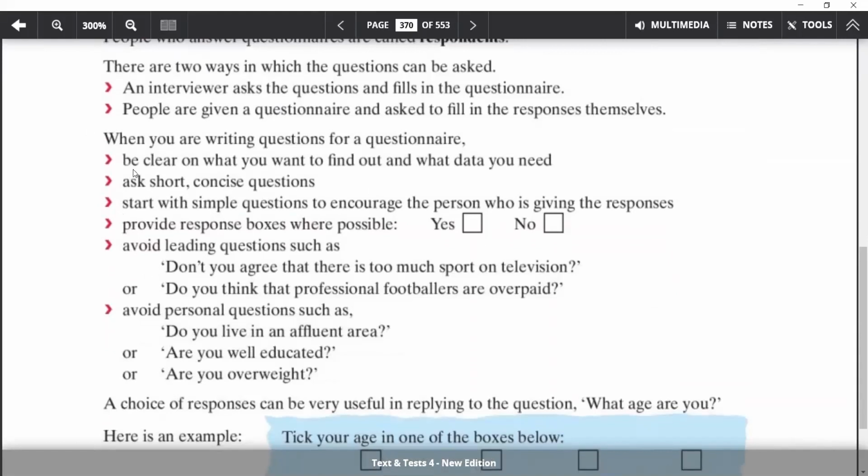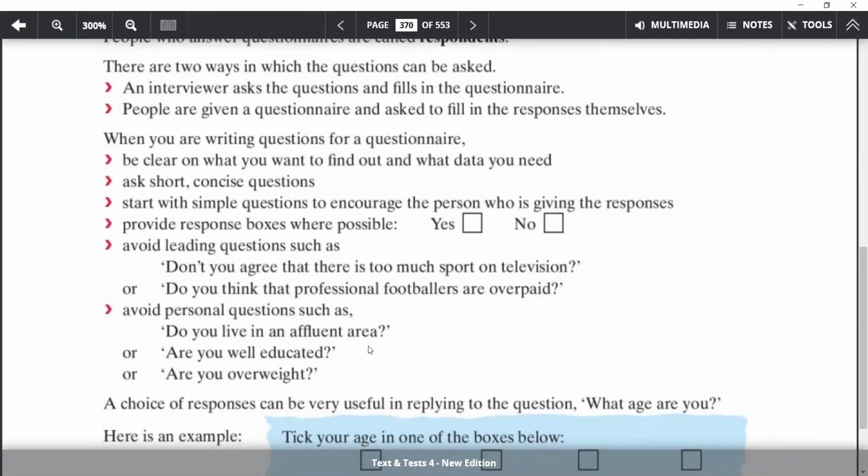These notes are important. Be clear what you want to find out in the data that you need. Ask short, concise questions. You don't want to ask open questions on a questionnaire like, what's your opinion about? You want to say, do you agree with X, and you'll get a yes no answer. It's a lot easier to analyze. A few other points there. You normally start with easy questions if you're going to be asking people to give you a lot of data. So sometimes you do want that in a questionnaire. A more open question, you put it towards the end.